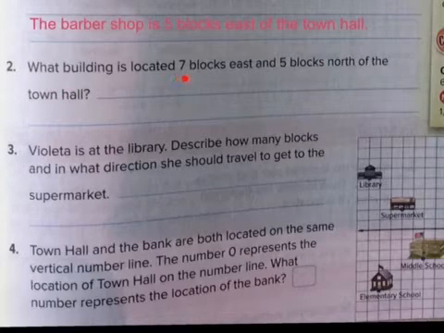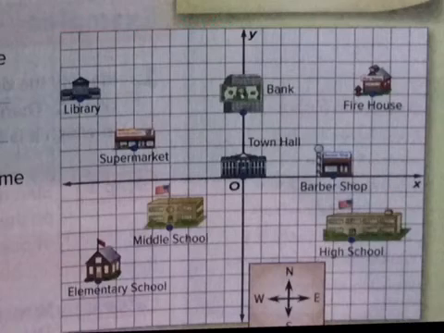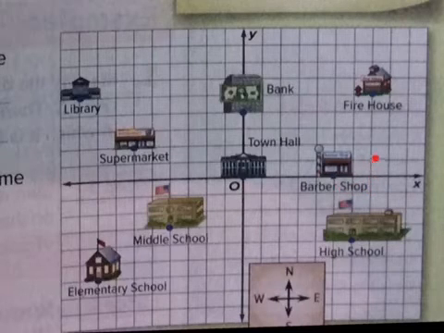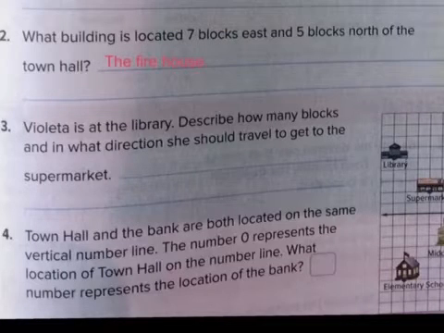2. What building is located 7 blocks east and 5 blocks north of the town hall? 7 east and 5 north. 7 east: 1, 2, 3, 4, 5, 6, 7, and 5 north: 1, 2, 3, 4, 5. That's the firehouse. Go ahead and just write that down.